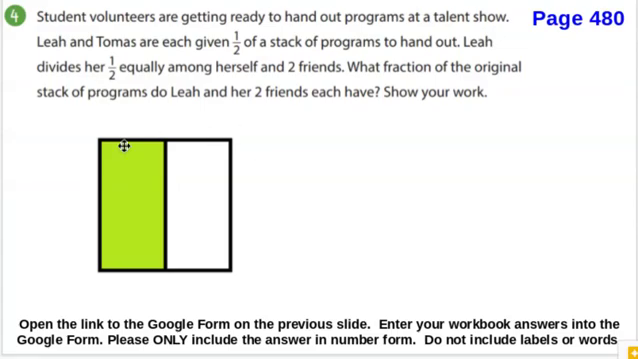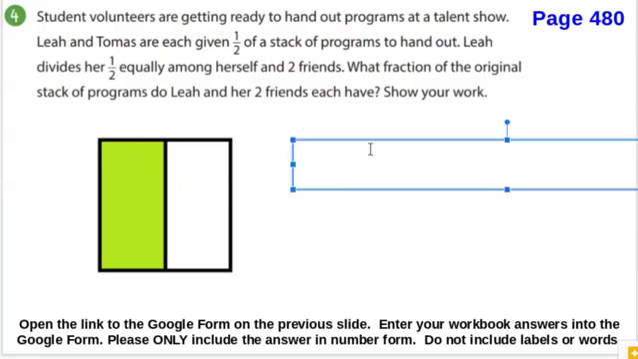So this whole entire rectangle represents all of the programs. The green part here represents Leah, and the white part represents what Thomas has. Now, Leah wants some help handing out her program. So if you think about it, she's starting out with 1/2 of the stack, right? And she's going to hand out some, but she's also splitting it with 2 of her friends. So when you count that out, it's Leah plus 2 friends. So she's actually dividing it by 3. So it's really important that you read slowly and you think about what's going on in the problem and you visually try and create that movie in your mind to represent what's happening.